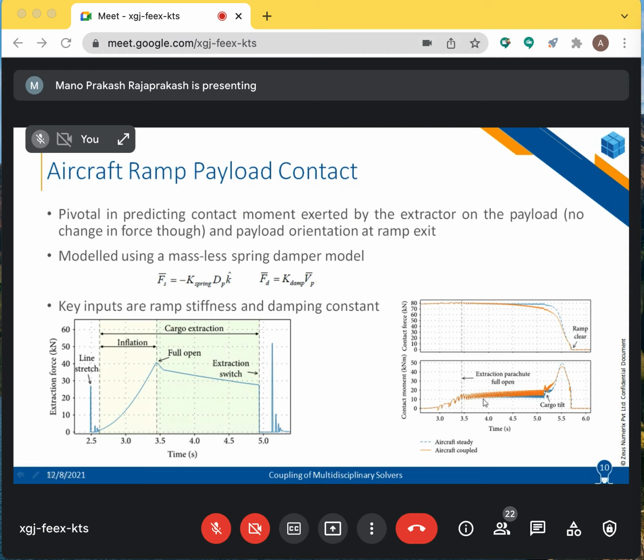Now this image can very well be linked with this particular parachute phenomenon. At around 3.5, we see that the parachute is completely inflated. That is why you see that the steady state contact moment actually begins here. So this modeling of the contact moment due to this eccentric force is very important in modeling the angular orientation of the payload, as long as it is well within the ramp.